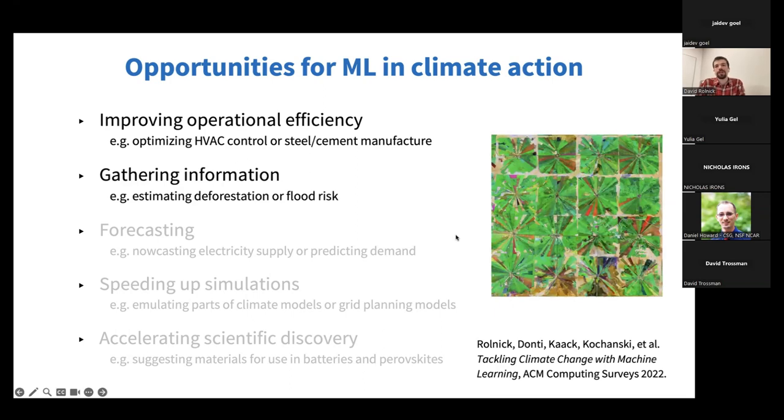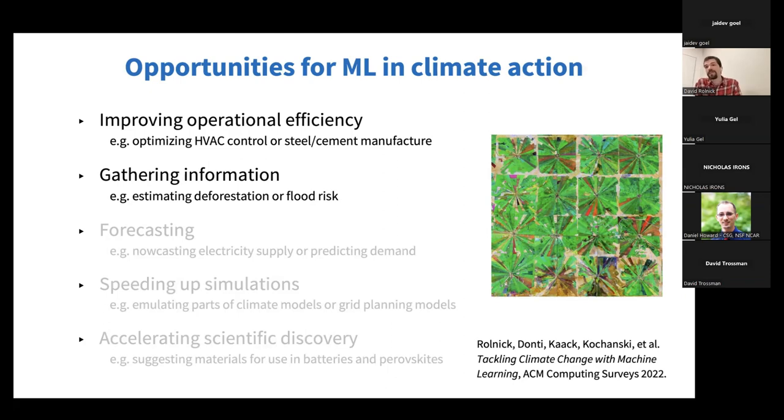Another theme is gathering information, taking large unstructured data sets and turning them into useful information to help guide policies or other kinds of decision-making. For example, taking a look at a satellite image like this and estimating the deforestation in that image, or perhaps this is an agricultural area, so estimating crop types and gathering information about how land is being used to help inform climate-relevant land use decisions and policymaking.